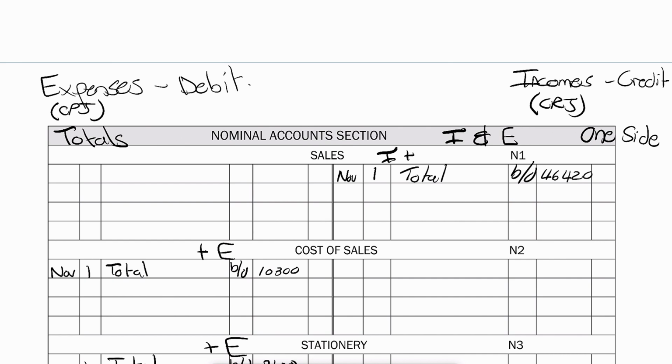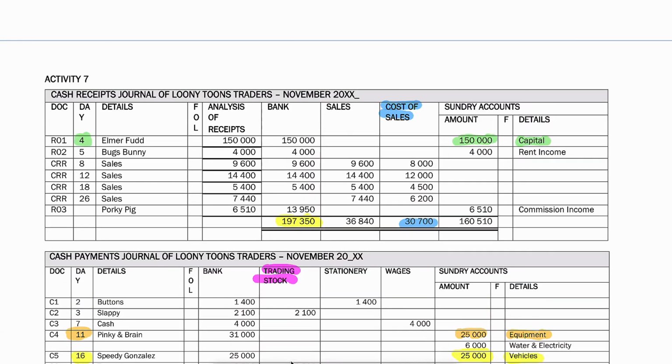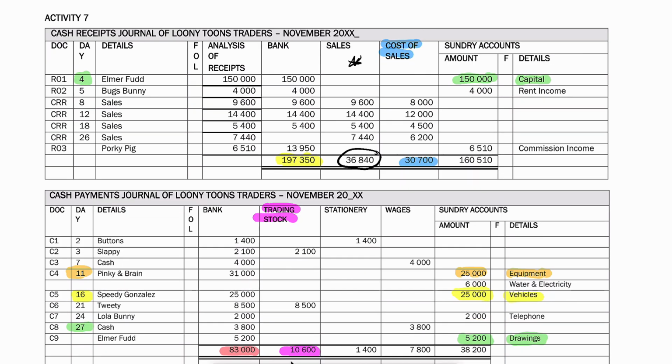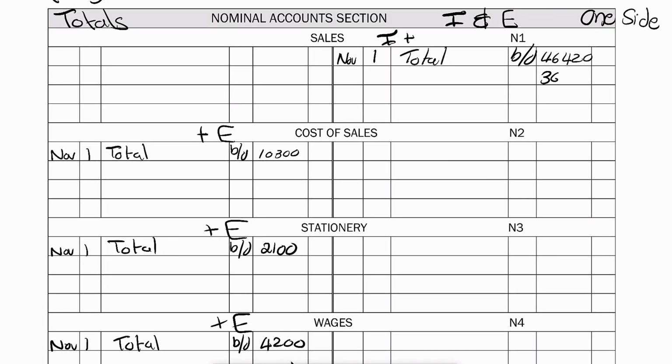So if we look at sales, which is an income, we would need to go look at our CRJ. If we have a look in our CRJ, sales has its own account, own column, so we use the last day of the month, and the amount is 36,840 Rand. So what we go down to do in sales is we put in our 36,840. We need to have the folio, which is from our CRJ. Sales has its own column in the CRJ.